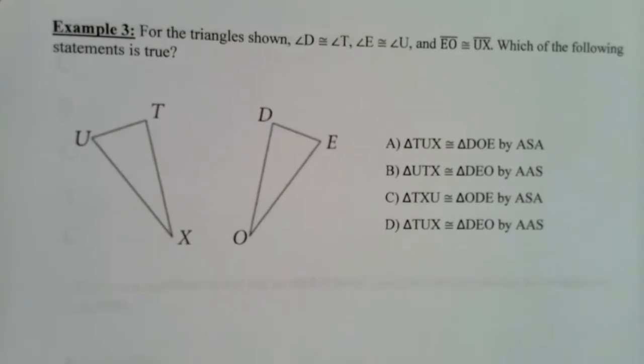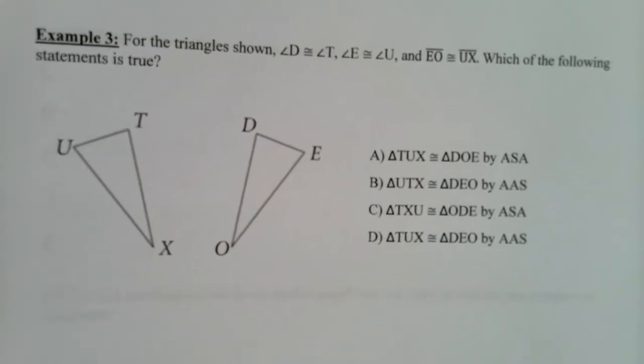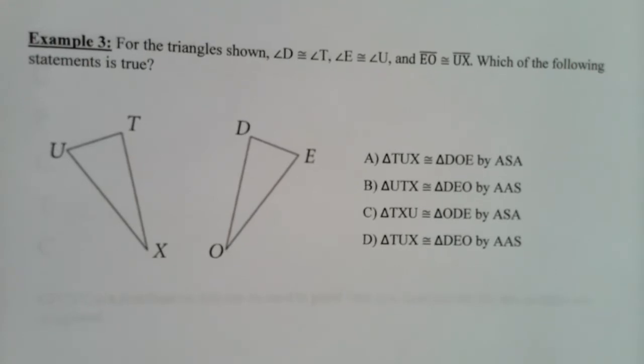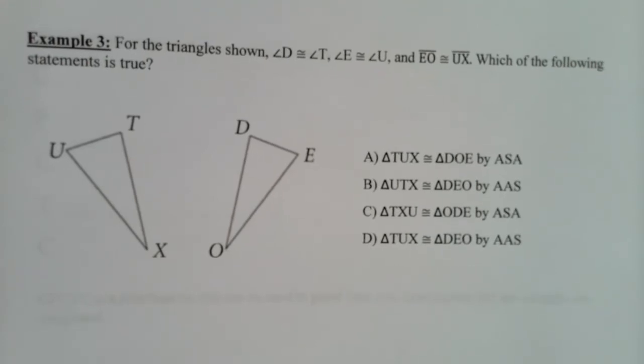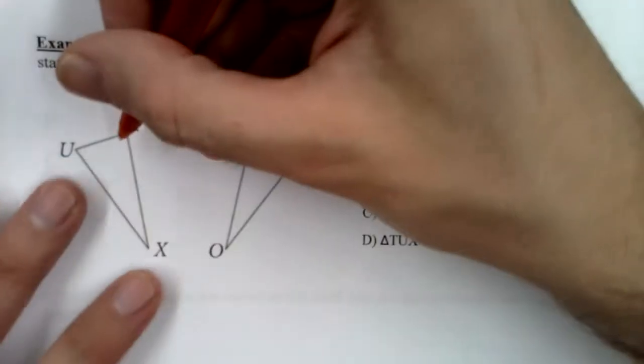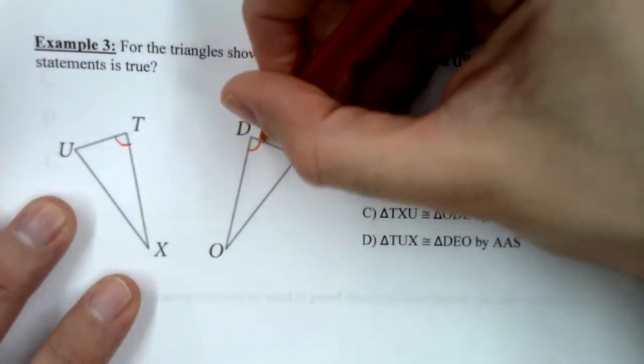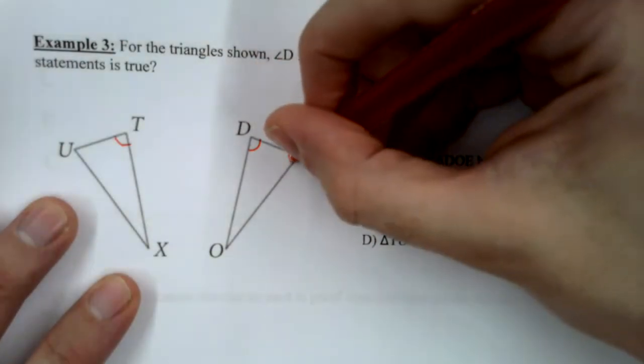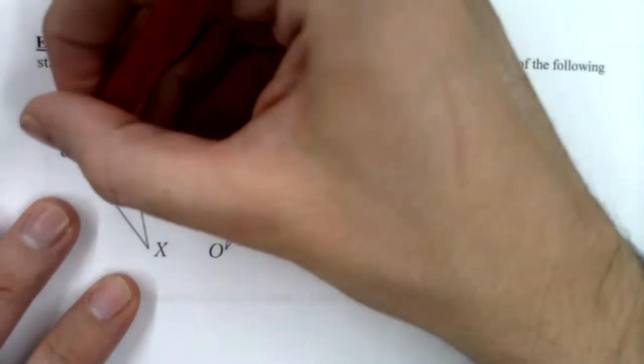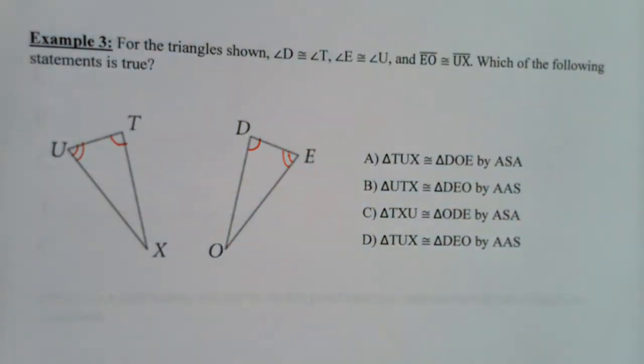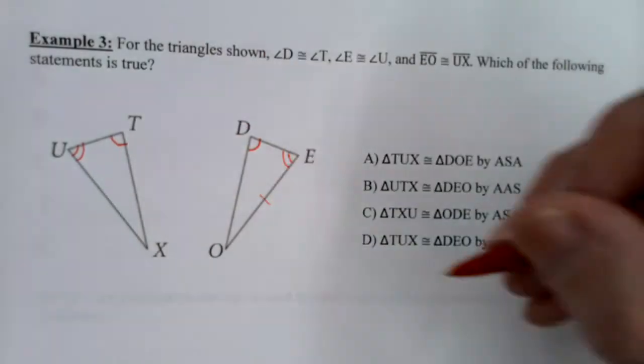Here's a multiple choice question you could see on the SAT. For the triangles shown, angle D is congruent to angle T, angle E is congruent to angle U, and segment EO is congruent to segment UX. Which of the following statements is true? Why don't we just label them? D and T, one arc on each. E and U, two arcs on each. And then EO is congruent to UX.